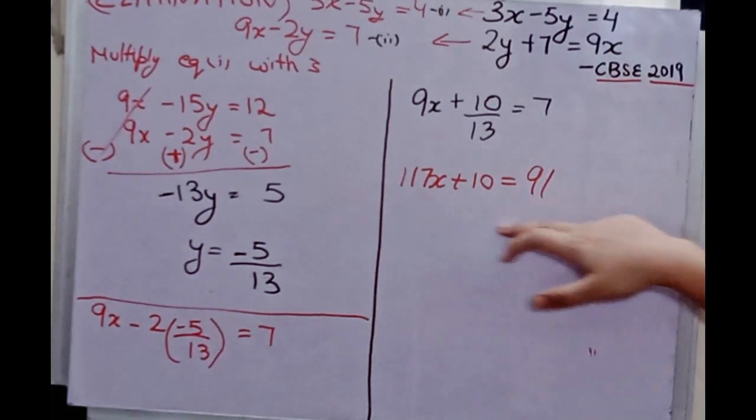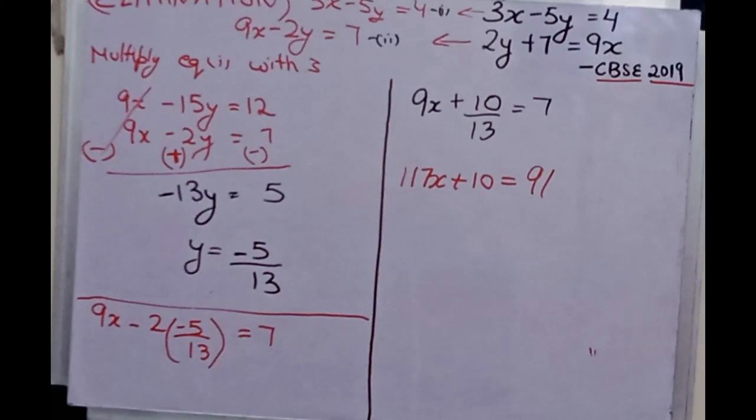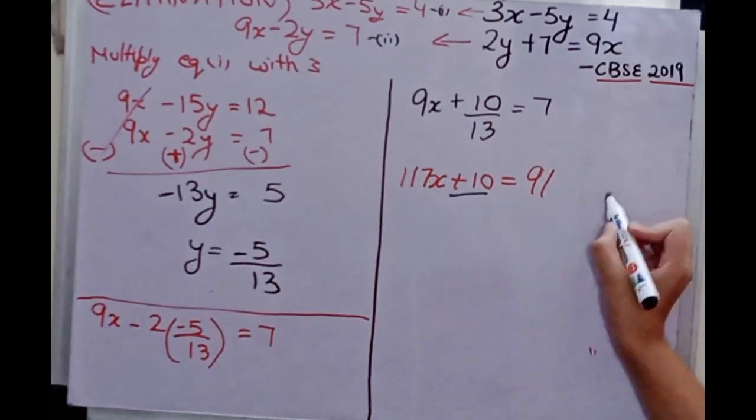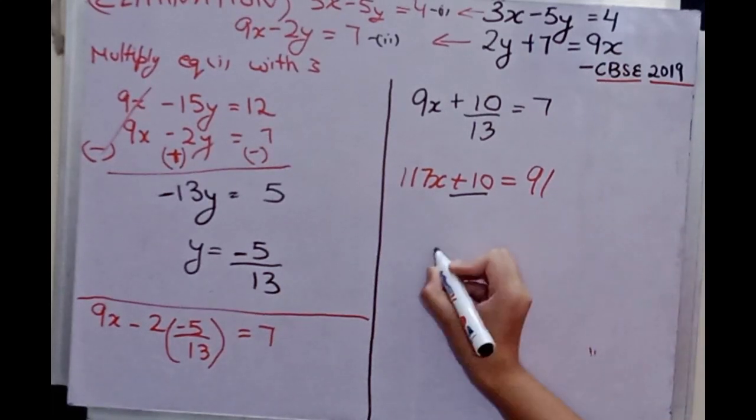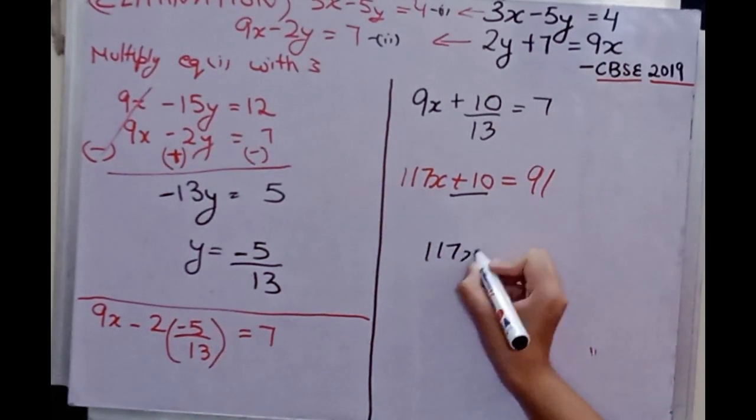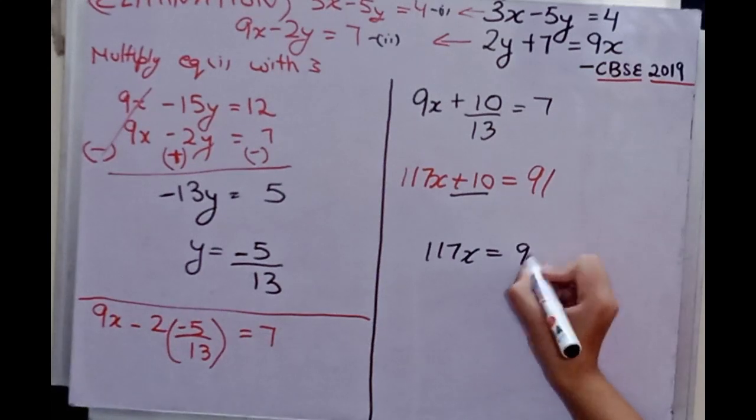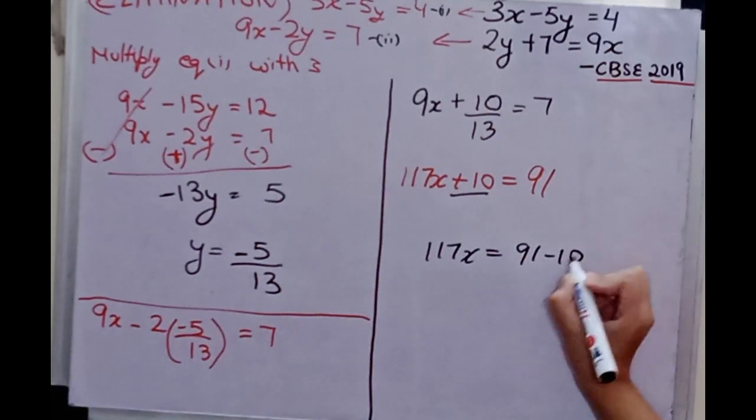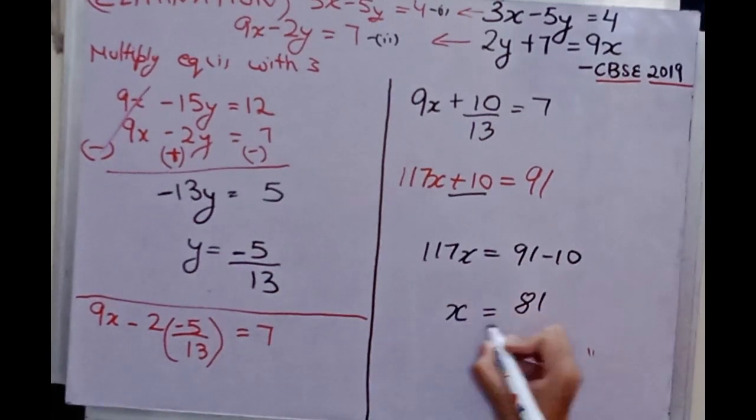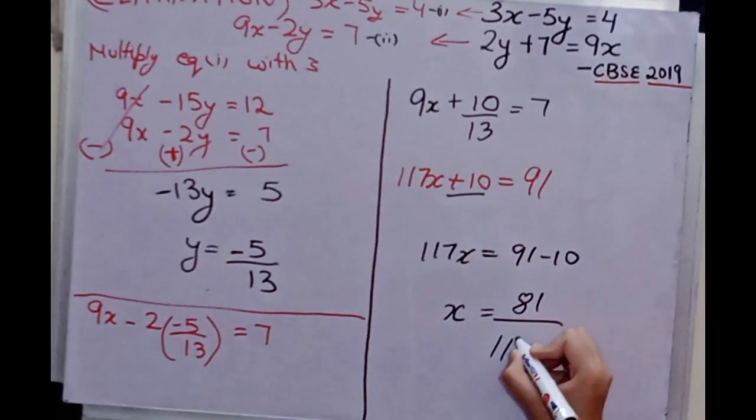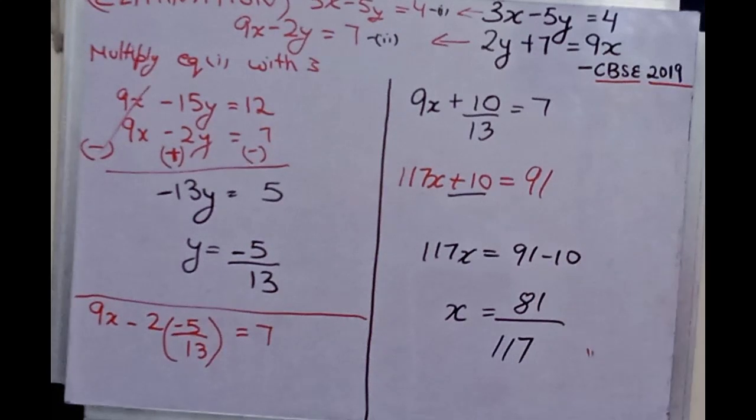Here this plus 10 will go to this side and the sign will change, hence it will become minus 10. So 117x equals 91 minus 10, so it will be like 81 equals 117x, which gives x equals 81 by 117.